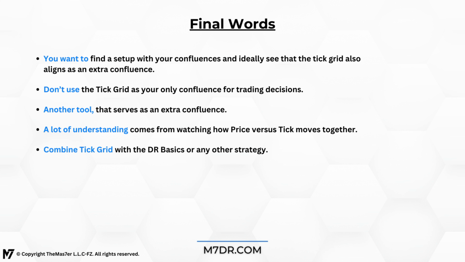We can use the tick grid to find the right entry inside a good retracement area where other confluences like an open volume or gap imbalance, previous DR levels or whatever your strategy is, align. Don't just blindly apply this tool without studying it first.